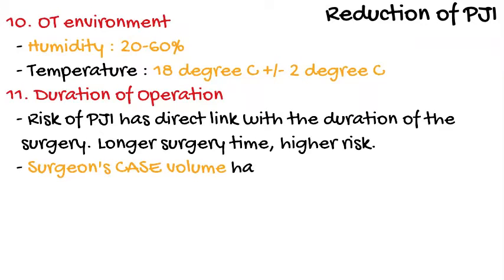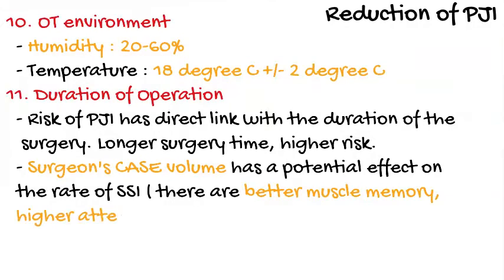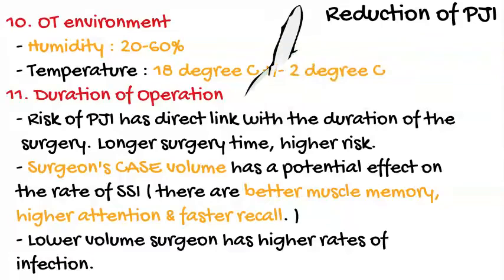Number 11. The duration of operation. The risk of prosthetic joint infection has a direct link with the duration of the surgery. The longer the surgery time, the higher the risk. The surgeon's case volume has a potential effect on the rate of surgical site infection. There are better muscle memory, higher retention, and faster recall. Lower case volume surgeons have higher rates of infection.